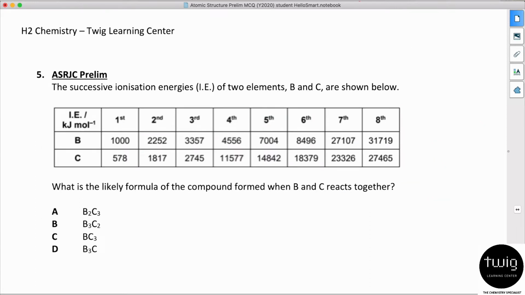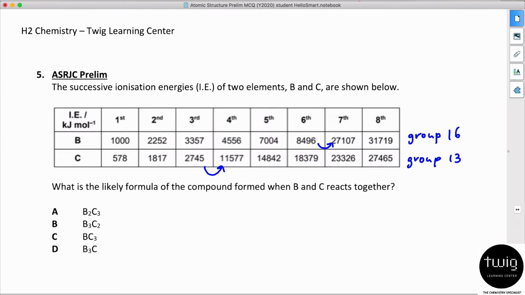Question 5. Okay, what's the likely formula of the compound between B and C? So the same thing, you look for the biggest jump to identify which group B and C will be in. Alright, so I can see that the biggest jump is over here. Big jump from 6 to 7, i.e. this element is in group 16. Right? So the next one, let's look for the biggest jump. I think the biggest jump is over here. Alright, so from 3rd to 4th, i.e. this will be in group 3, or in fact 13.